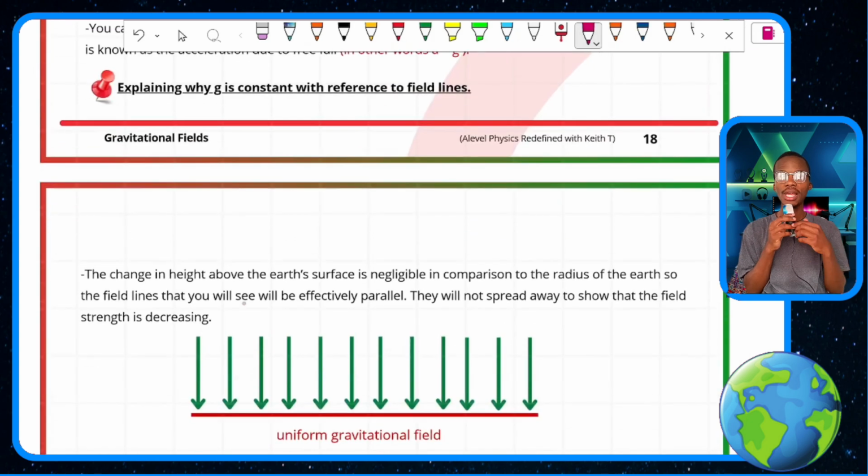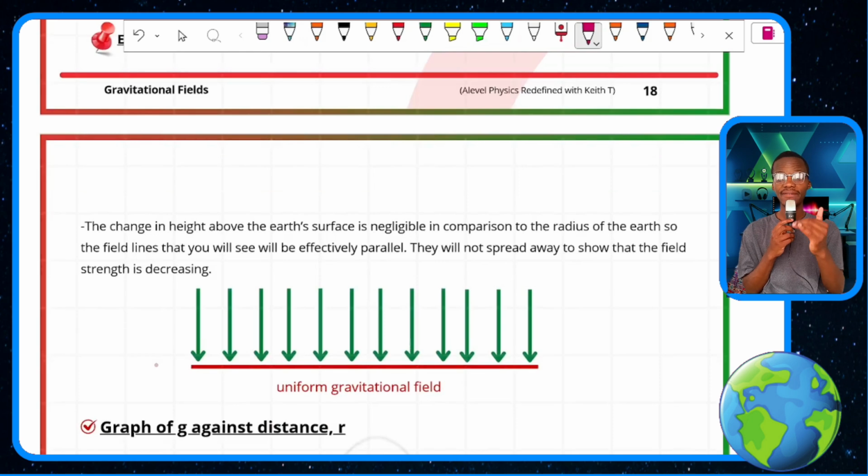A question can ask you to explain why g is approximately constant above the Earth's surface with reference to field lines. And how you tackle this is basically saying, hey, the change in height above the Earth's surface is negligible, right? We're not going to have an insane change in height above the Earth's surface, so the field lines that you see will remain effectively parallel. They will not spread to show that the field strength is decreasing.